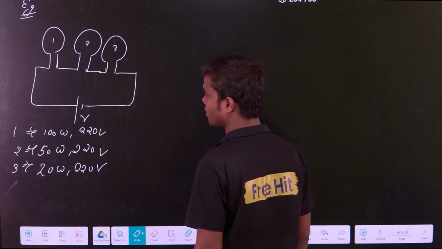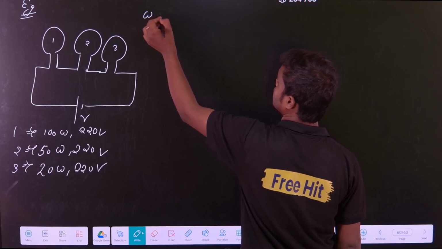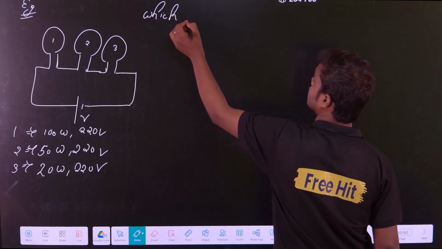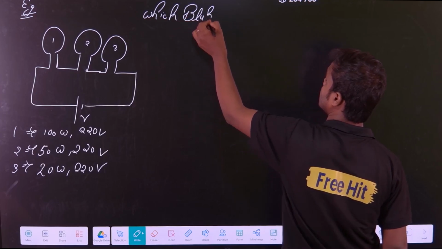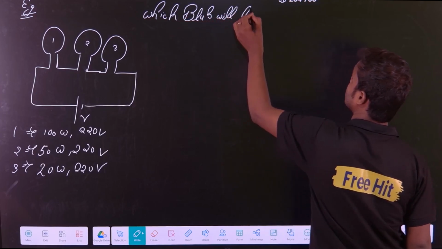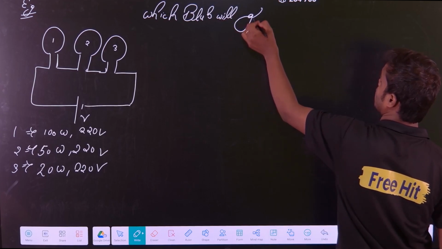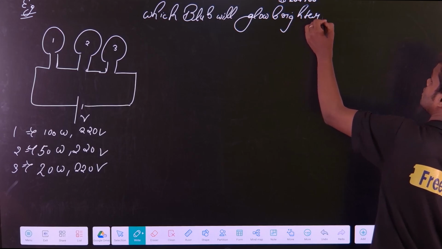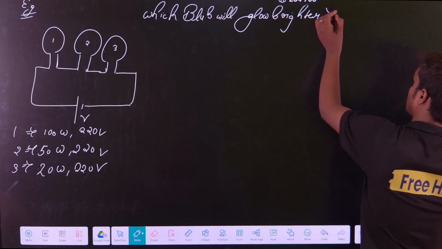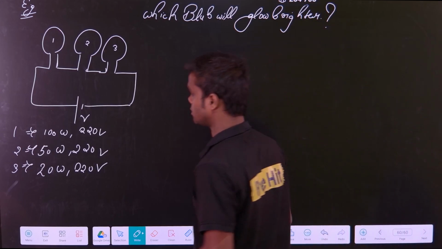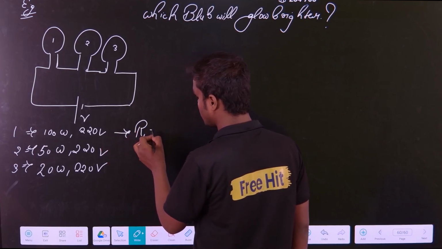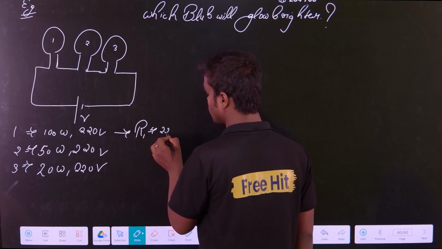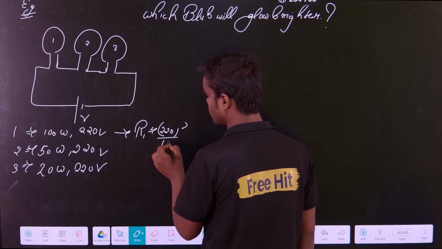of V. My question is, which bulb will glow brighter? That is my question. Which one will glow brighter? Okay, so what is the first thing? If you calculate the resistance for R1, what value will you get? V square by P, that is the resistance. What is V square? 220 volt square divided by P, that is 100.